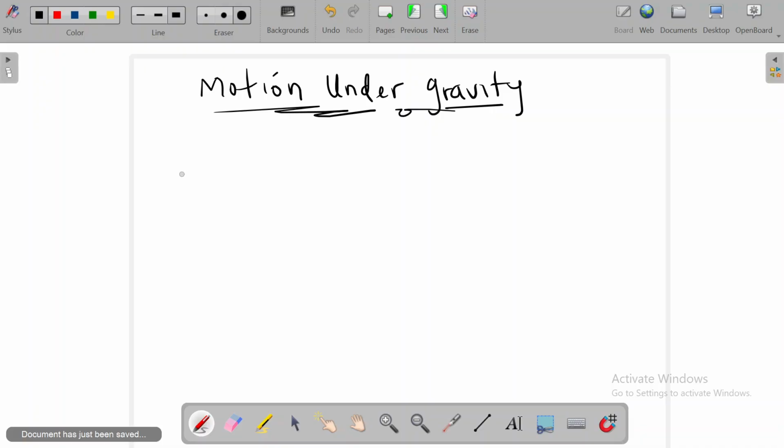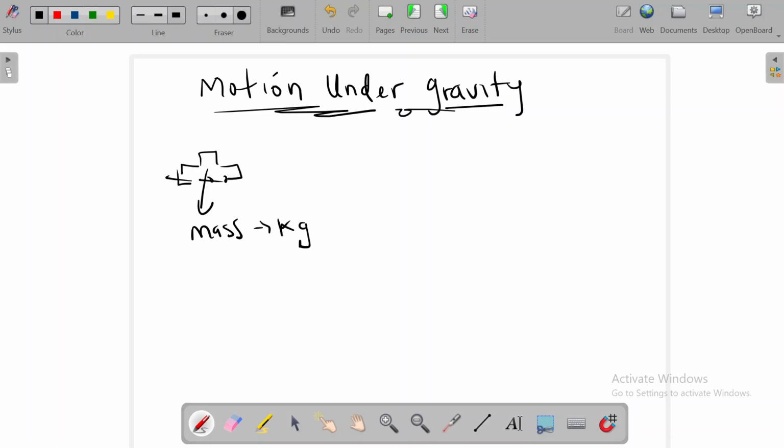So if I have a car, for instance, this car is known to have mass, and the unit of mass is always in kilogram or in gram. So imagine you've seen a car and that car changes position from point A down to point B. Then we simply say the car has undergone motion.